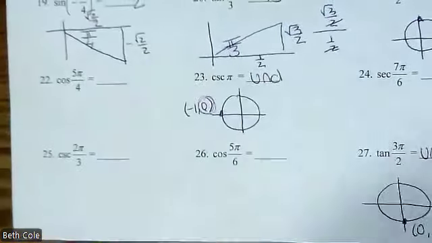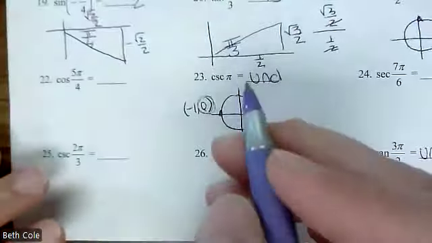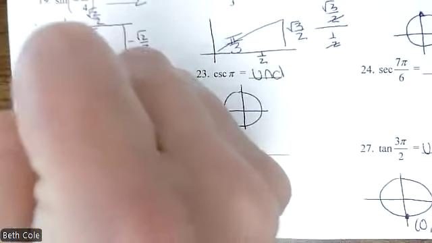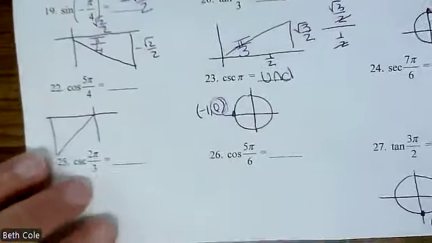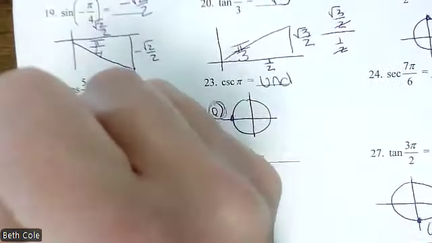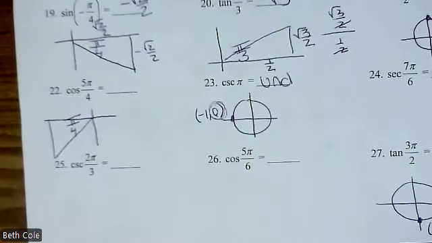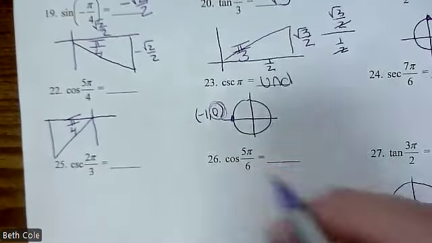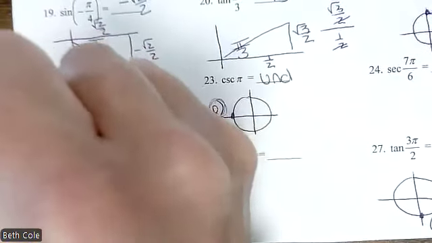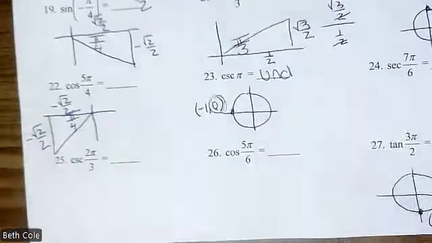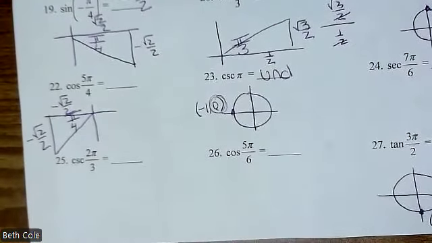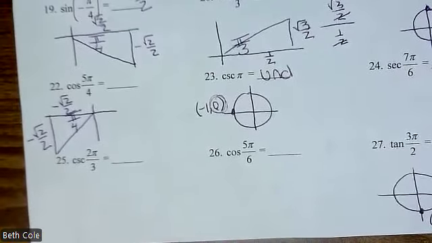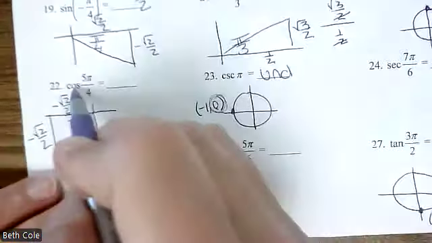All right, what quadrant is 5 pi over 4 in? Third, good job. Your reference angle, pi over 4, it's just going to match both sides. Good. Negative square root of 2 over 2. That is your quote unquote work. And cosine is your x value, so negative square root of 2 over 2.